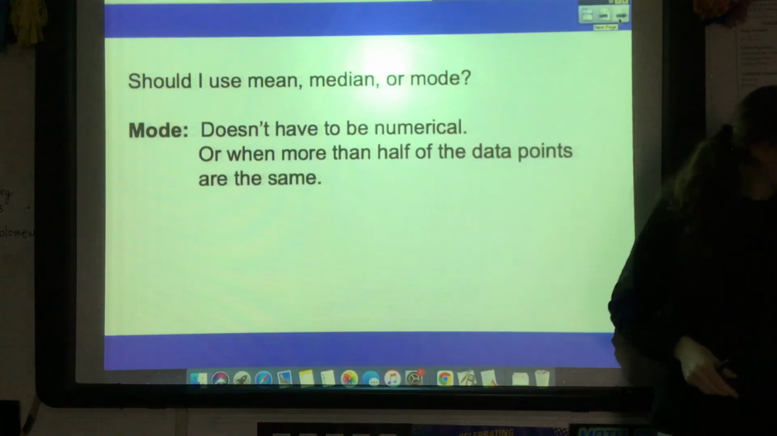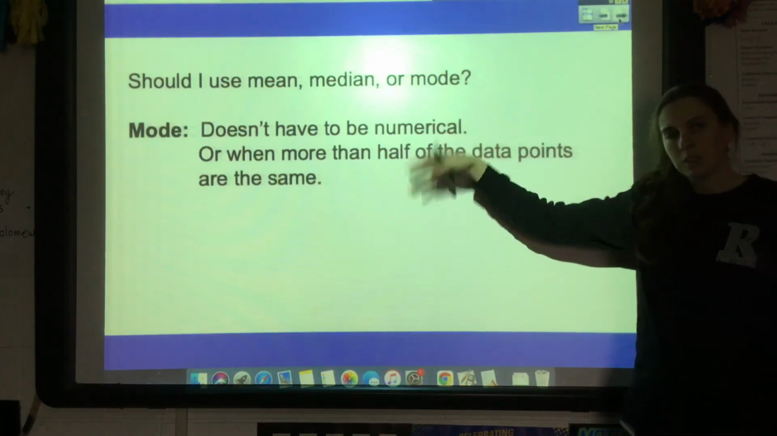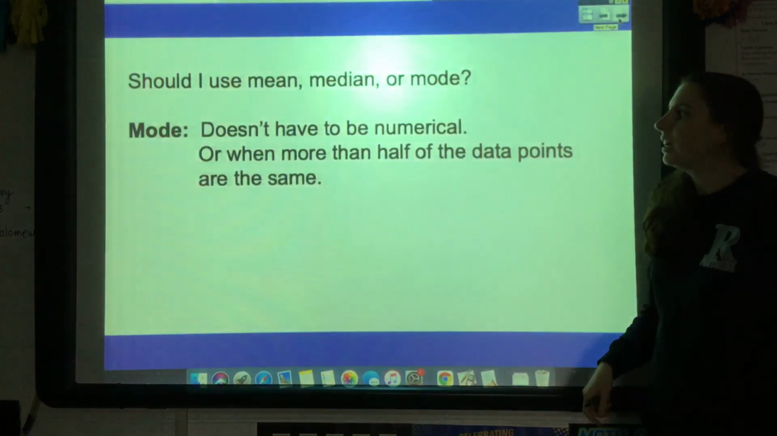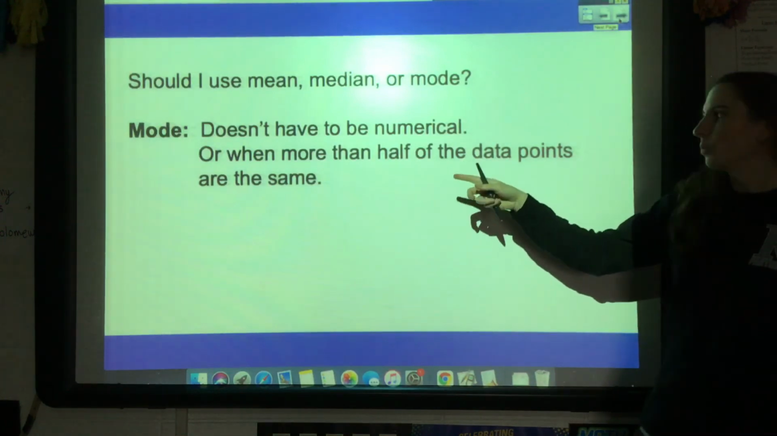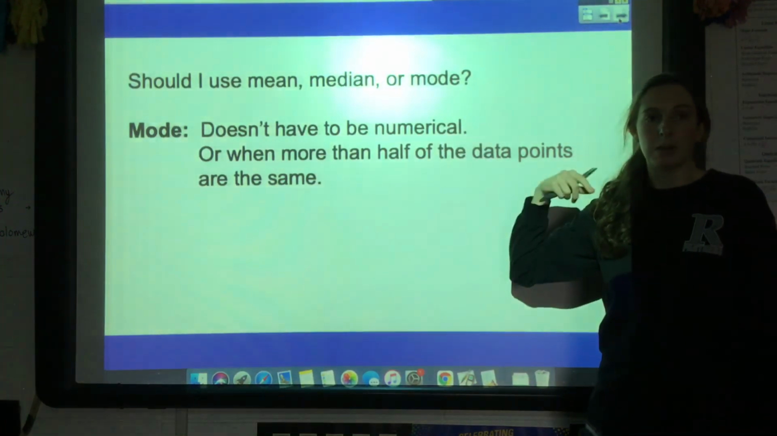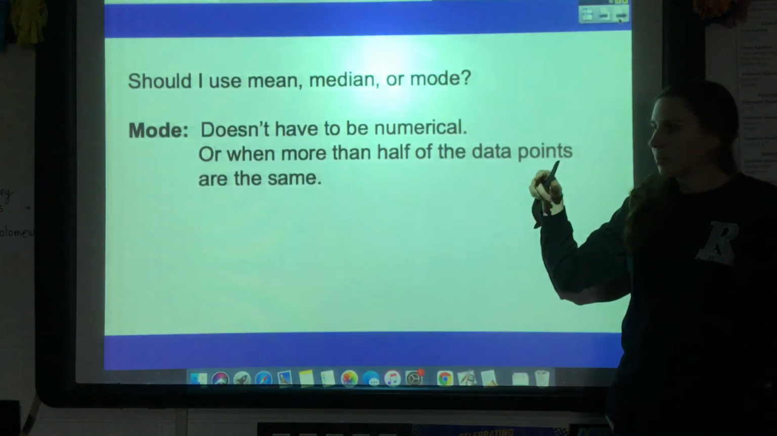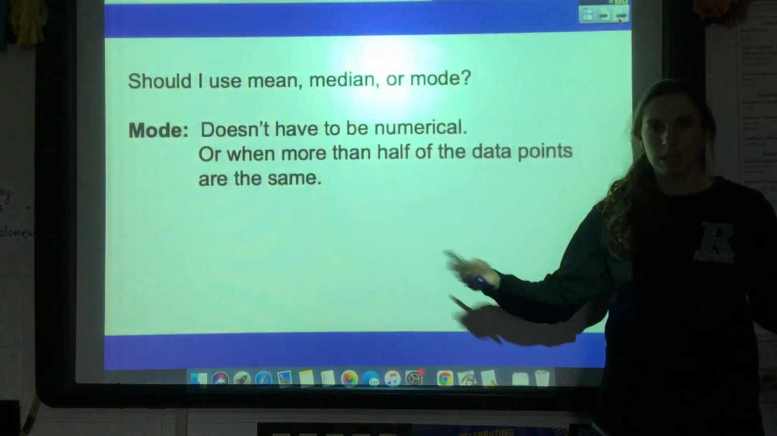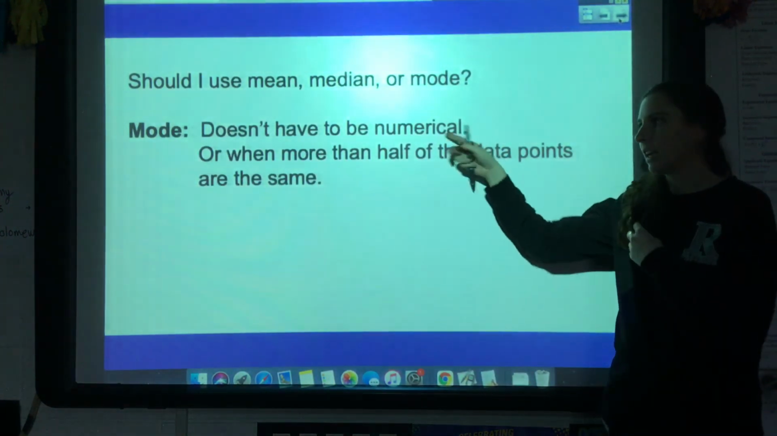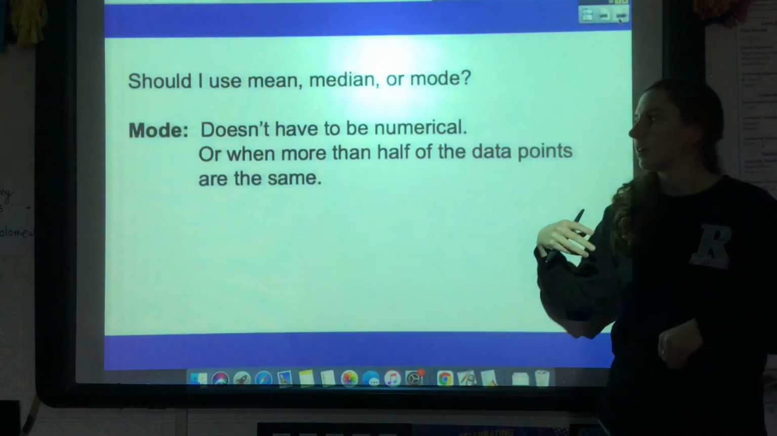The other thing we're going to talk about is when you should use each of these different options. You can use the mode even if you don't have numbers, which is kind of nice. The mode could be like the most common color or the most common animal. It doesn't actually have to be numbers. The other two have to be numbers.